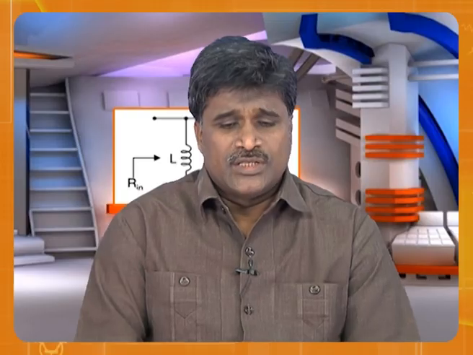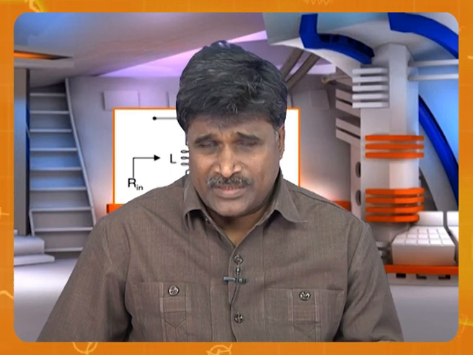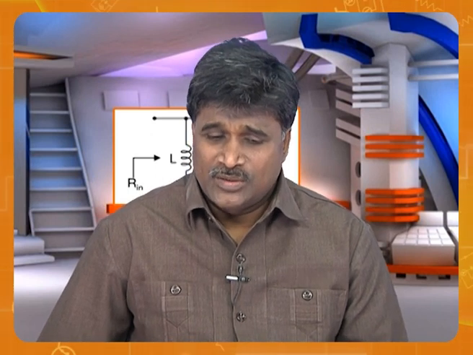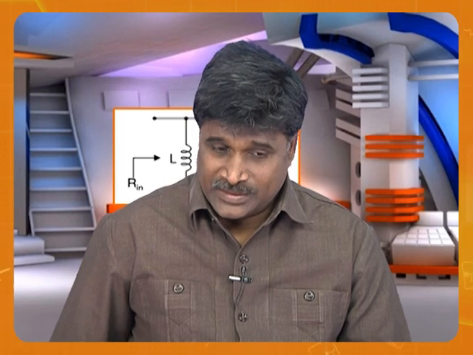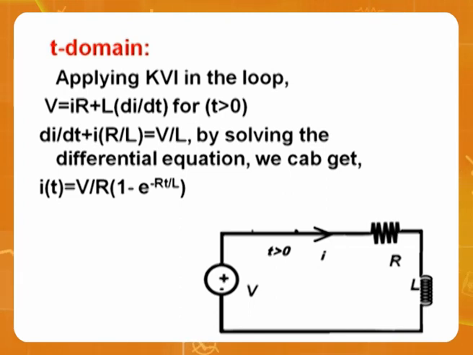Then 0 plus. One thing we discussed in the last class: current cannot change instantaneously in an inductor. Whatever the current was at 0 minus is there at 0 plus. Therefore, previously it was 0, now also it is 0. So the overall current is still 0 because this is an open circuit. Third, as I said, when you say t greater than 0, what will happen?